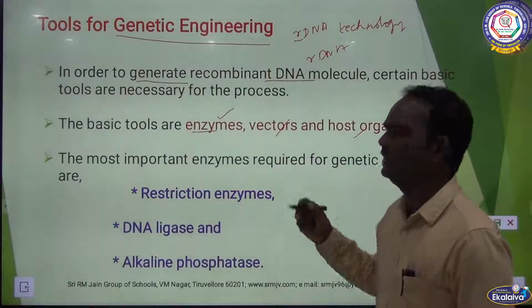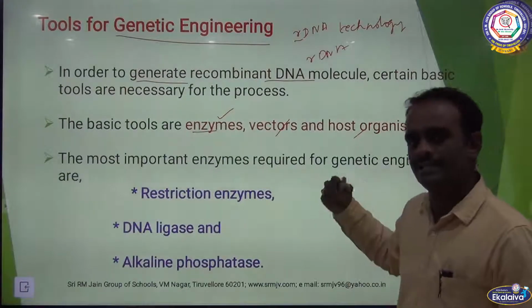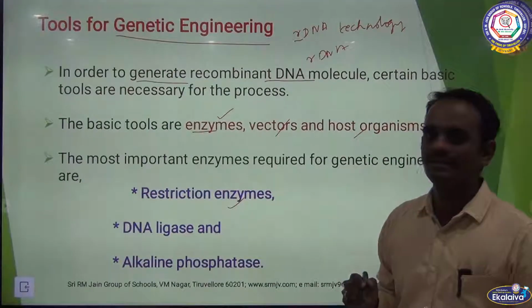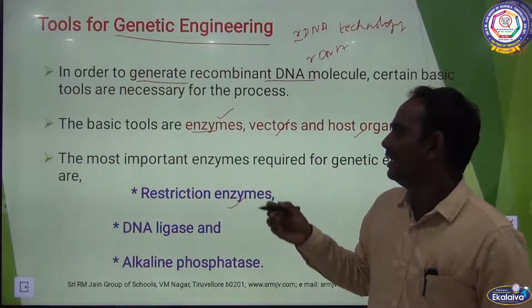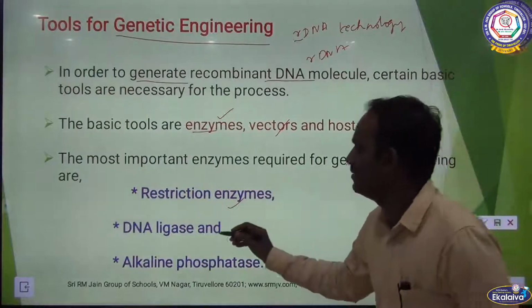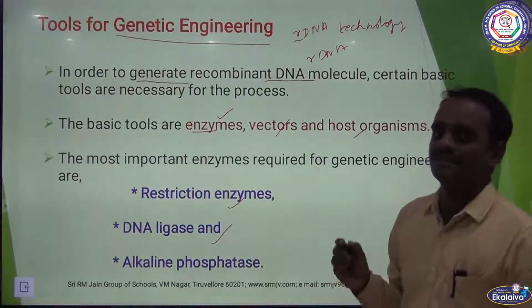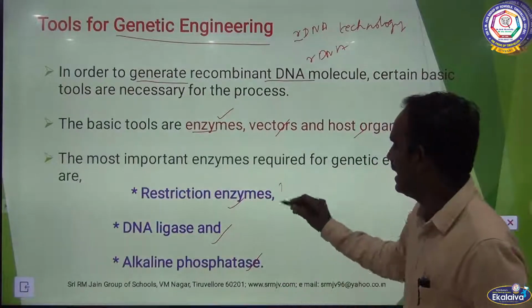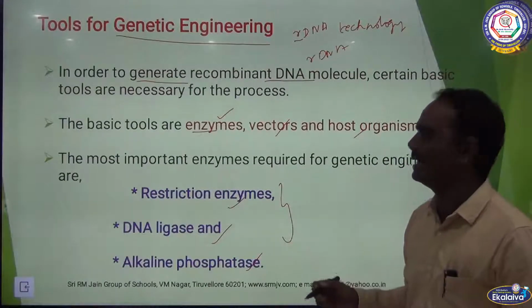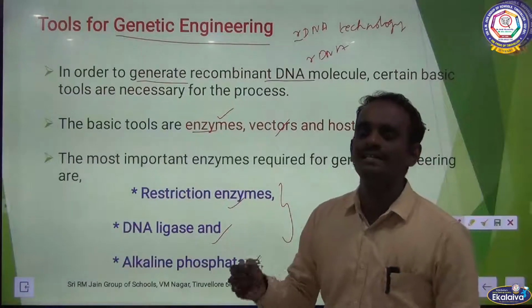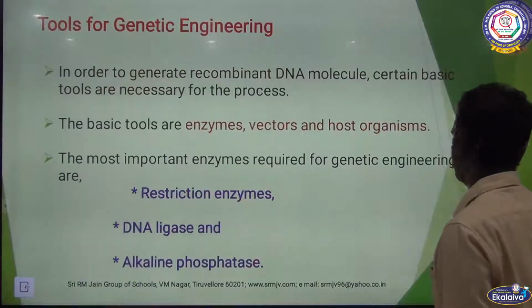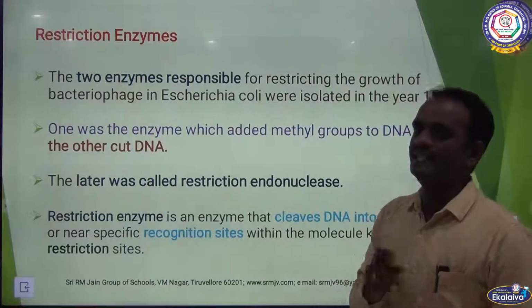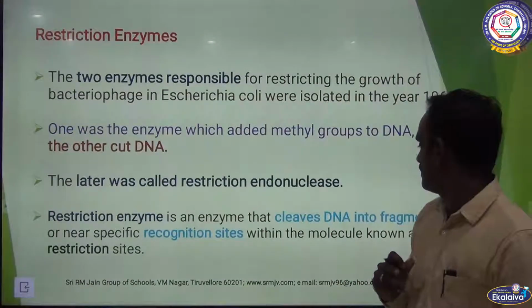The most important enzymes required for genetic engineering are, the first one, restriction enzymes. Children, please follow me. Second one is DNA ligase, and third one is alkaline phosphatase. These three enzymes are very important for genetic engineering. Now we will see the first enzyme, restriction enzyme.